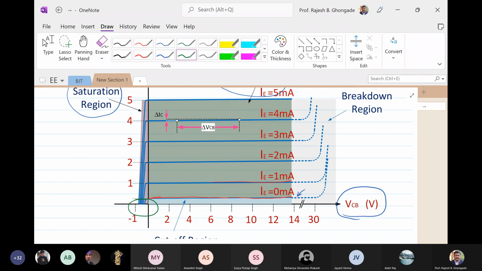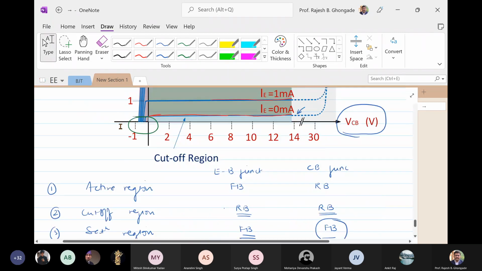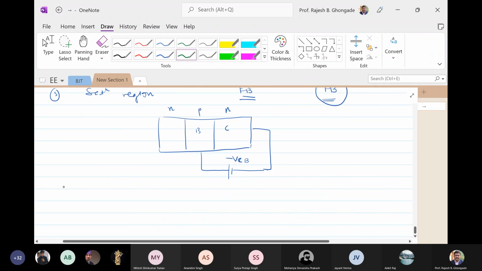In active region, so for operation in active region, emitter base junction is forward biased, while collector base junction is reverse biased. We have already seen that. In this region, IC is approximately equal to IE. Let us write down these observations, very important observations. So in active region, IC is nearly equal to IE. And actually, the transistor works as amplifier in this region.